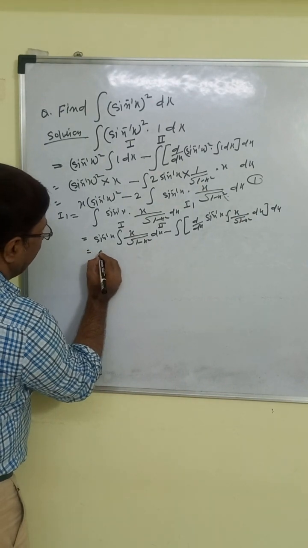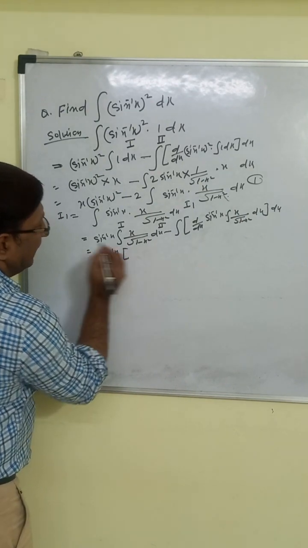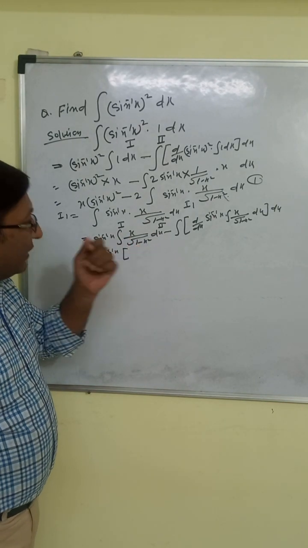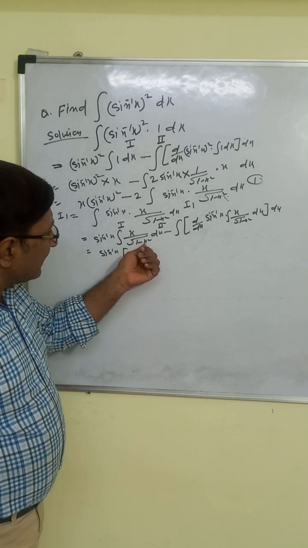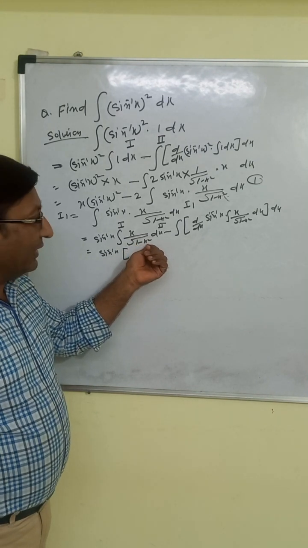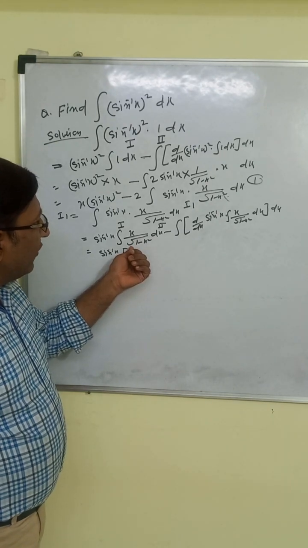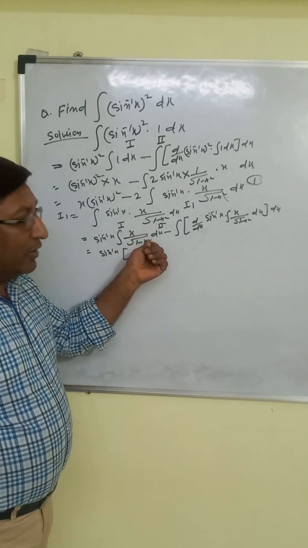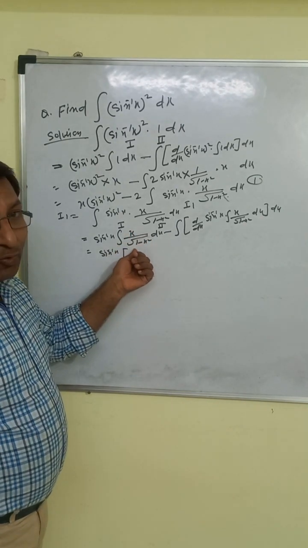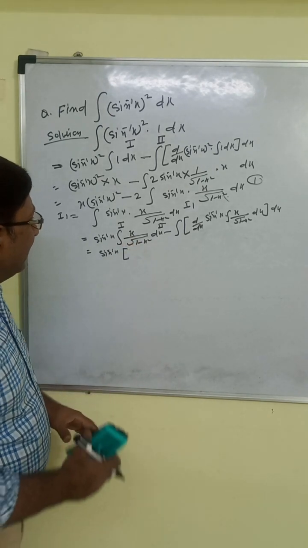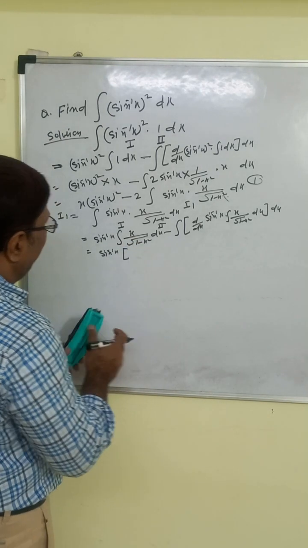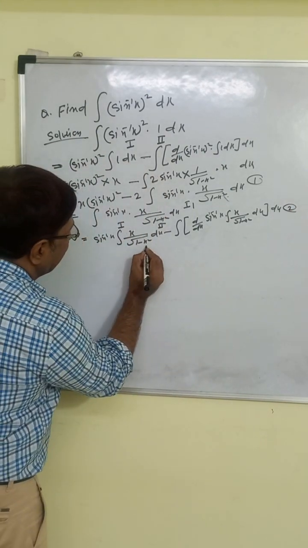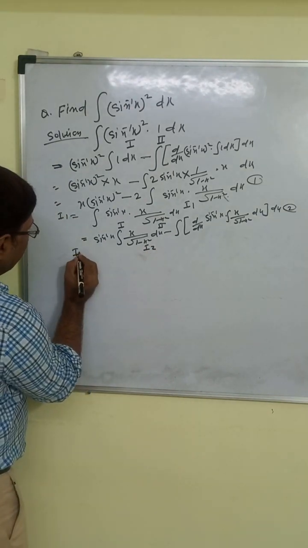So sine inverse x remains sine inverse x. Now what is the integration of x upon root under 1 minus x square? When we put 1 minus x square equal to t, then dt by dx equals minus 2x. So dx will be minus dt by 2x. First we are going for this; let this be equation number 2 and suppose this is I2. So we are solving this I2.